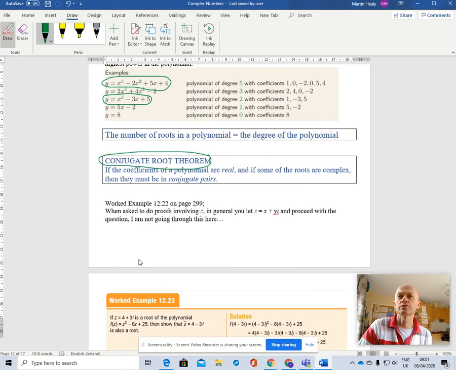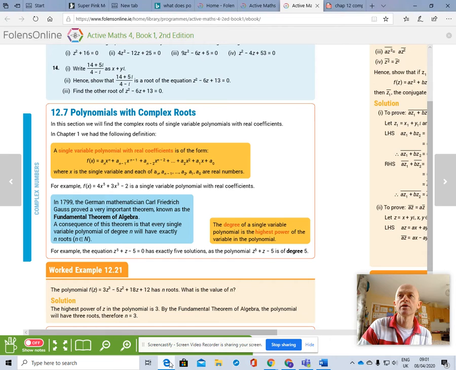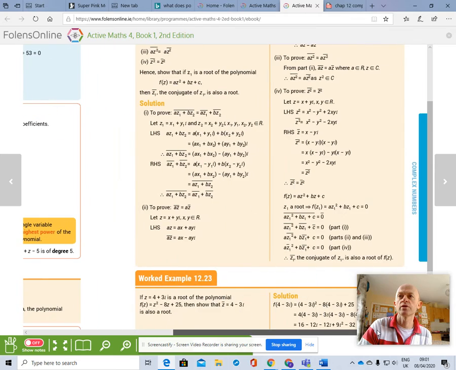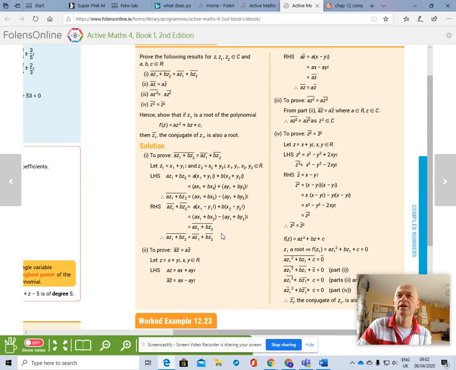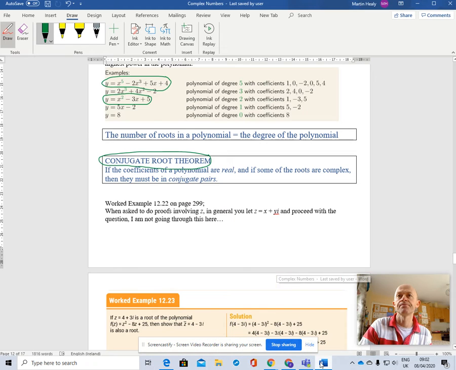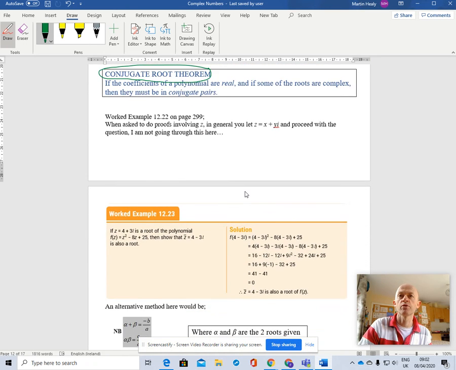So now, just to work the example 12.22 on page 299, I'm not going to go through it here. It's just pretty painful stuff. You just have to go through these proofs here, and the general routine is that you would let whatever z equal x plus yi, and then if it's z1, x1 plus y1i, and just fill in all the stuff there and try and work it out. If you want more details of that, you can ask me, but I'm not sure how important that is. So I'm not going to worry about it for now. But back to what I consider more important stuff.